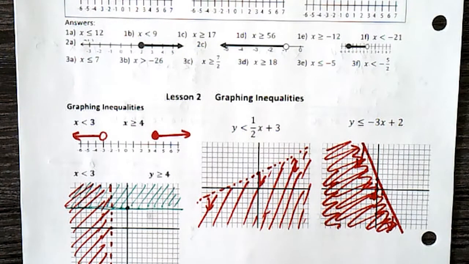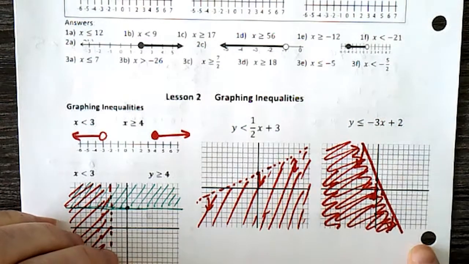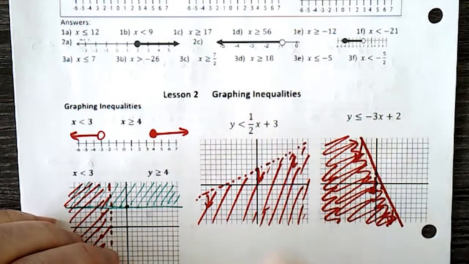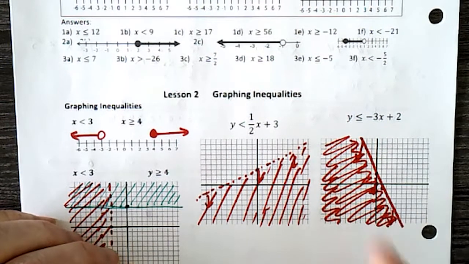So draw the line, make sure you have it dotted or dashed line or solid, depending on if it's equal or not, and then shade in. Just, are we going above or are we going below?